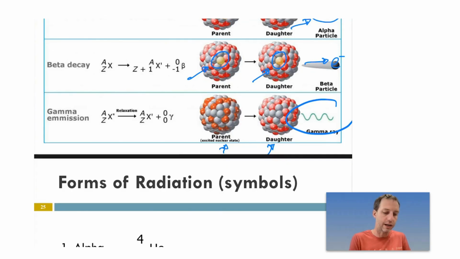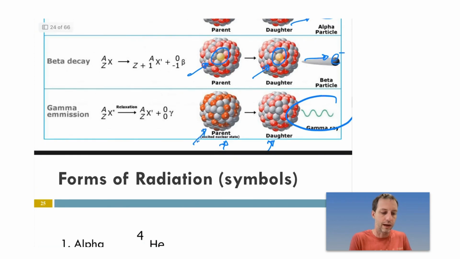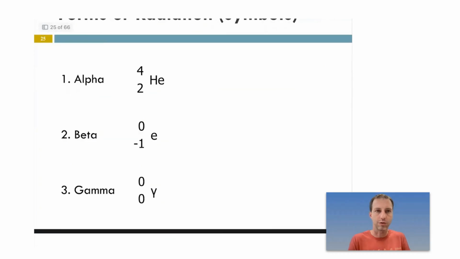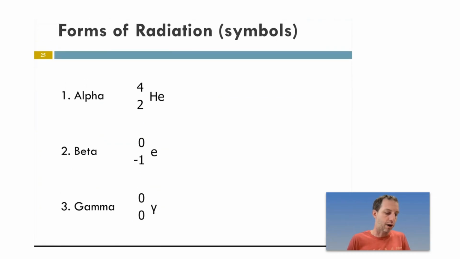Parent nuclide and daughter nuclide are just vocab terms for the starting nucleus, like here, and the ending nucleus, like here. Okay, let's look at the symbols for each of these. Our alpha particle is a helium nucleus. You might also see this as the alpha symbol. Both are the same thing, okay?